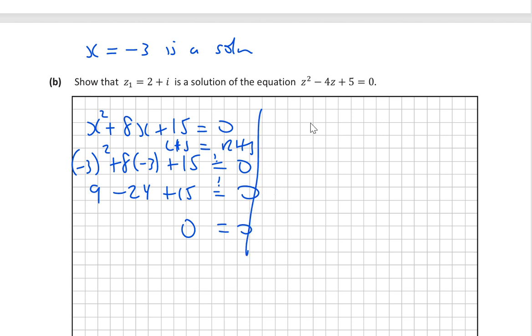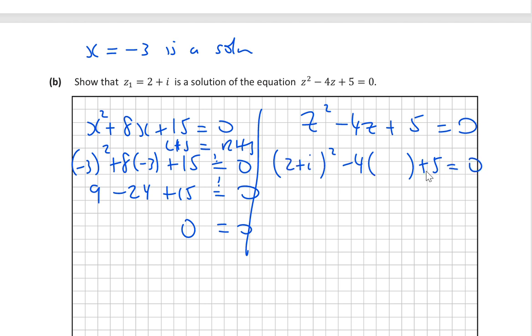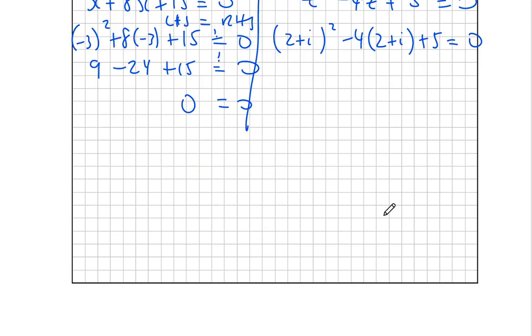Right, so you do exactly the same thing over here. You have z squared minus 4z plus 5 equals 0. You're going to sub in 2 plus i instead of z and show that it satisfies the equation. Basically the left hand side is equal to the right hand side. So to do this, you can go off and do your rough work, and you can do 2 plus i multiplied by 2 plus i, and when you work that out you'll end up getting the answer.